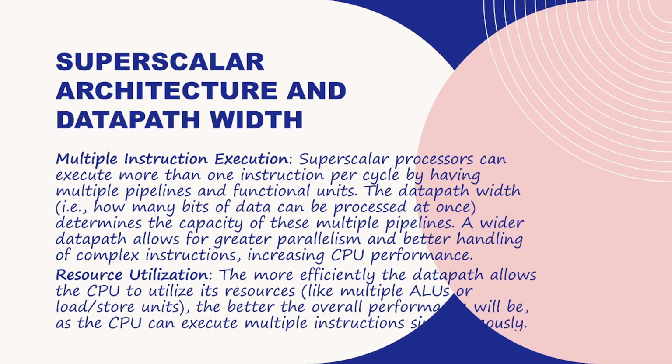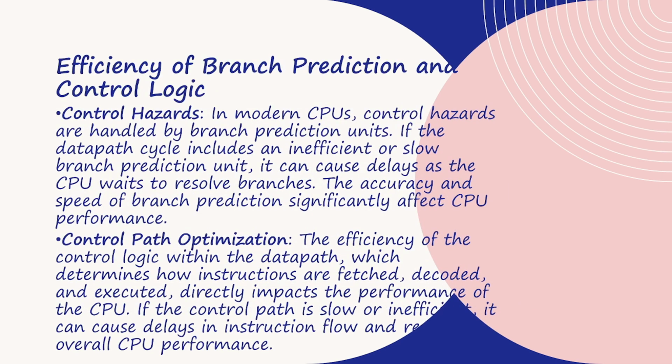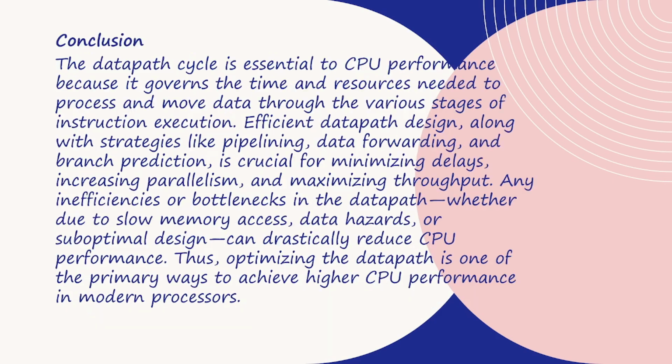So yeah, thank you. So now we come to the control unit. Control hazard. In modern CPUs, control hazards are handled by the branch prediction unit. If the data path cycle involves an inefficient or slow branch prediction unit, it causes delay as the CPU waits to resolve the branches. The accuracy and speed of branch prediction significantly affect CPU performance.